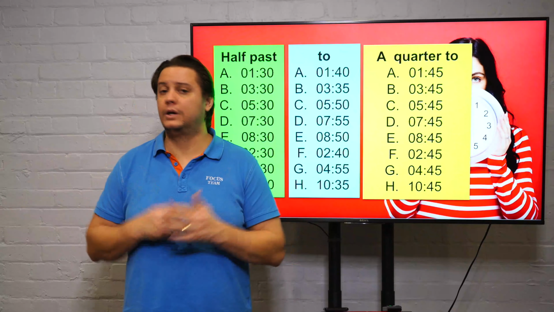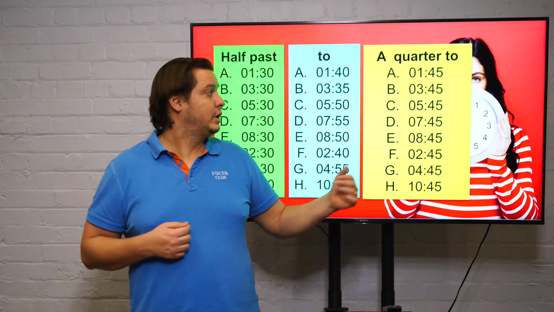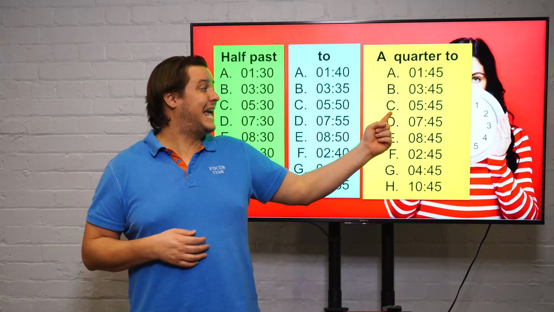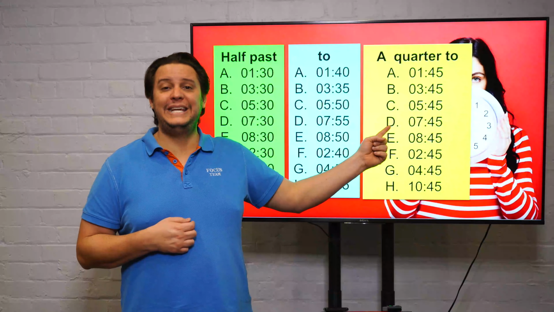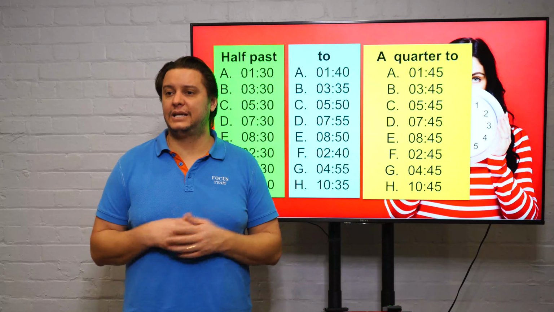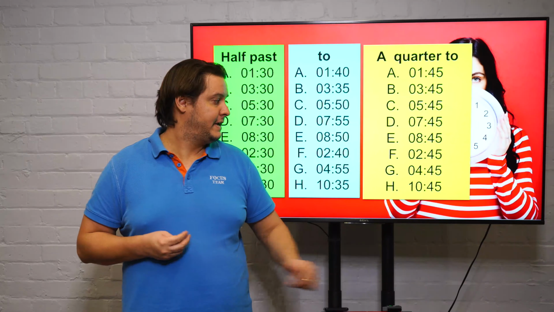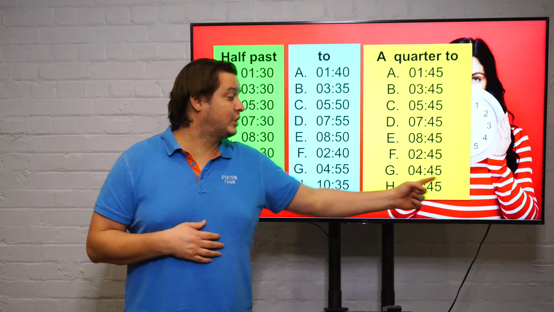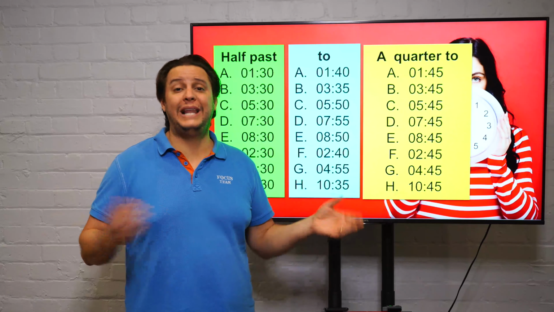A quarter to 11. Letter A is a quarter to 2. Letter B is a quarter to 4. Letter C is a quarter to 6. Letter D is a quarter to 8. Letter E is a quarter to 9. Letter F is a quarter to 3. Letter G is a quarter to 5. Letter H is a quarter to 11.